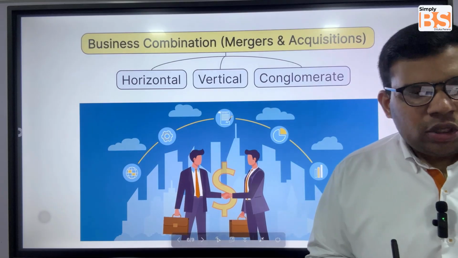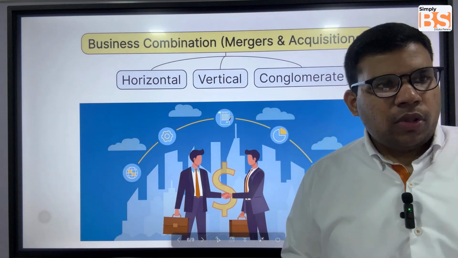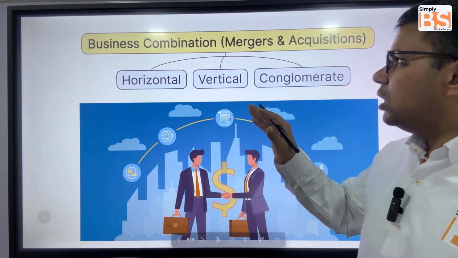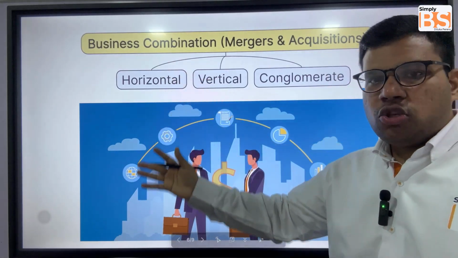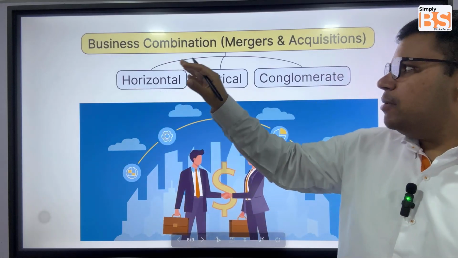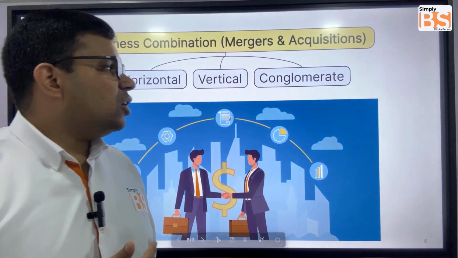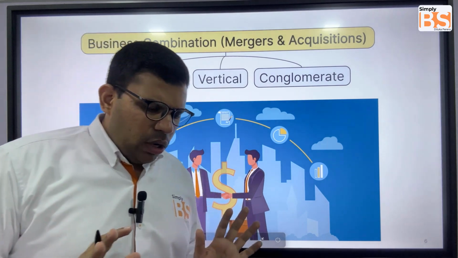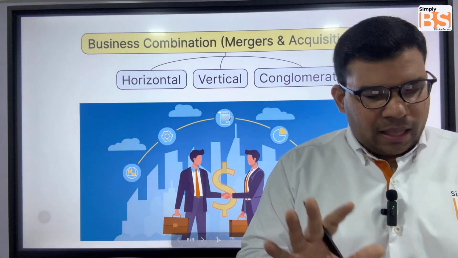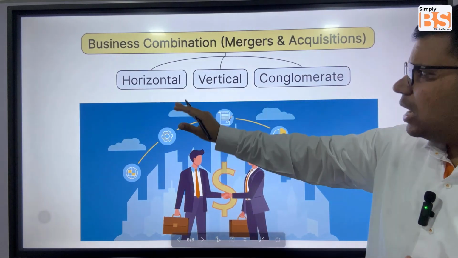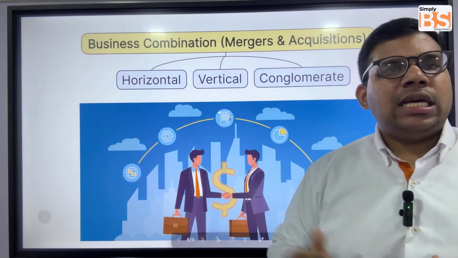Now, as you can see on the slide, these mergers and acquisitions could happen in three different ways. The first is called a horizontal combination. The second type is called a vertical combination. And the third type is called a conglomerate combination. Now, don't panic. We will be discussing all of these three types one by one in our next slides.